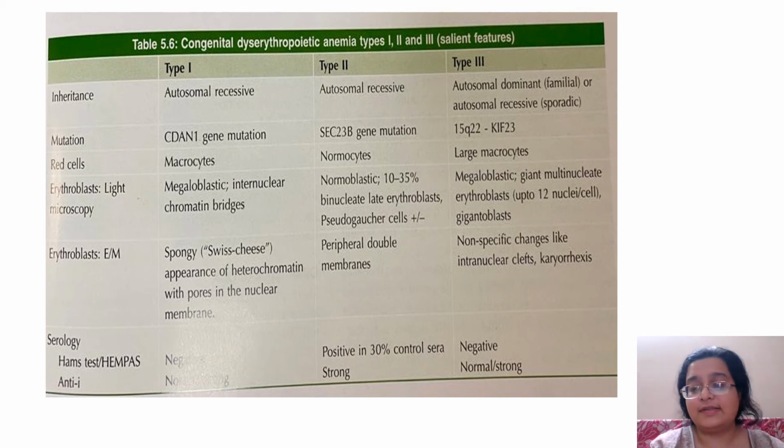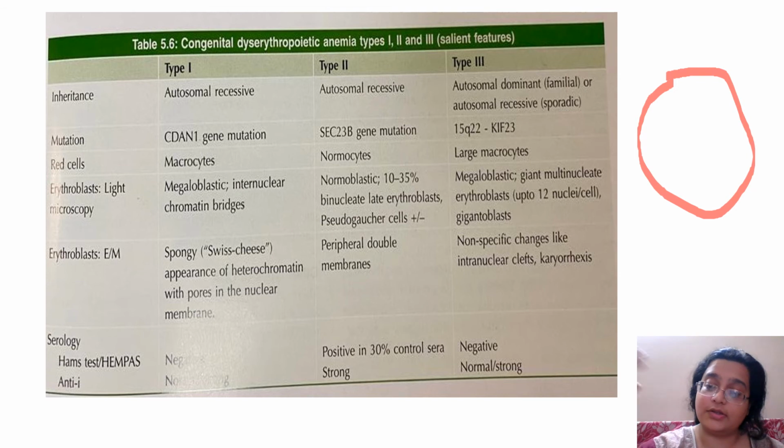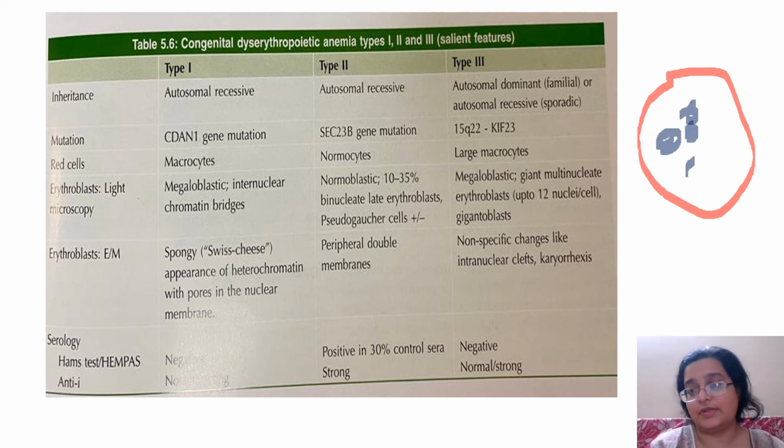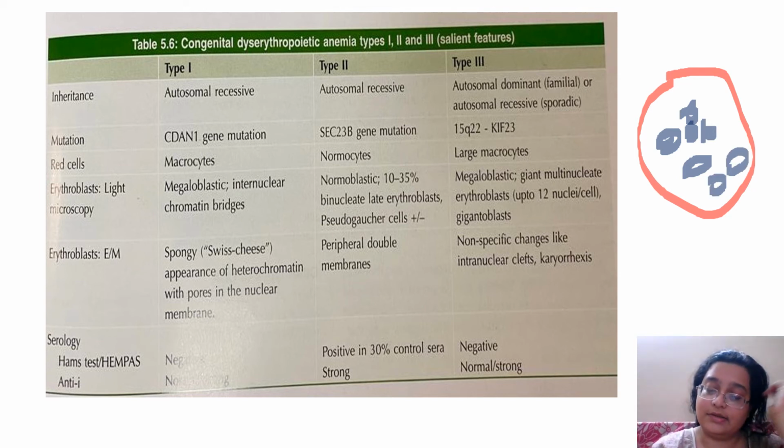A gigantoblast is a very, very large erythroid cell, as large as a megakaryocyte. You get multiple nuclei in that large erythroid cell, sometimes up to 6 to 8, 10 nuclei, and that is known as a gigantoblast. Plus you get pseudo-Gaucher cells. In type 3 also you get these gigantoblasts and multinucleate cells.